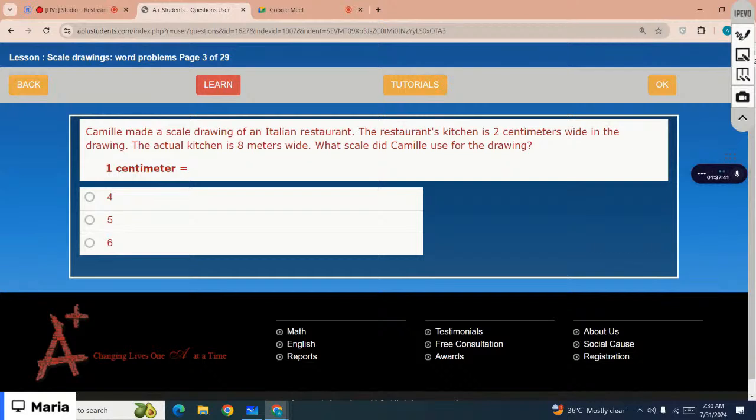The correct option is 1 centimeter equals 4 meters. Option number one is the correct option.